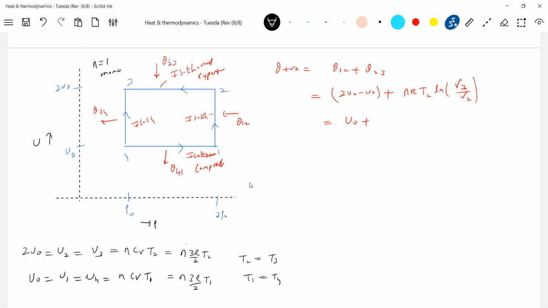Okay, now nRT2, what can we write? 4 U0 by 3. Log of V3 by V2. So what is the ratio of V3 by V2?